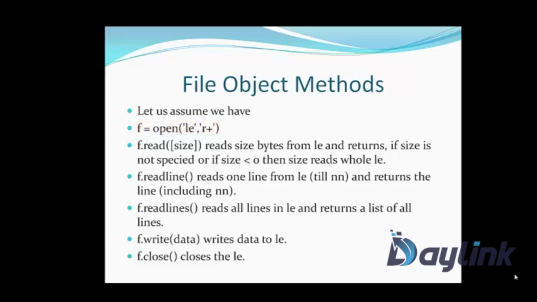f.read(size) reads size bytes from the file and returns them. If size is not specified or if size is less than 0, then it reads the whole file. f.readline() reads one line from the file and returns the line. f.readlines() reads all lines in the file and returns a list of lines. f.write writes the data to the file and f.close closes the file. This is the basic information about the file.